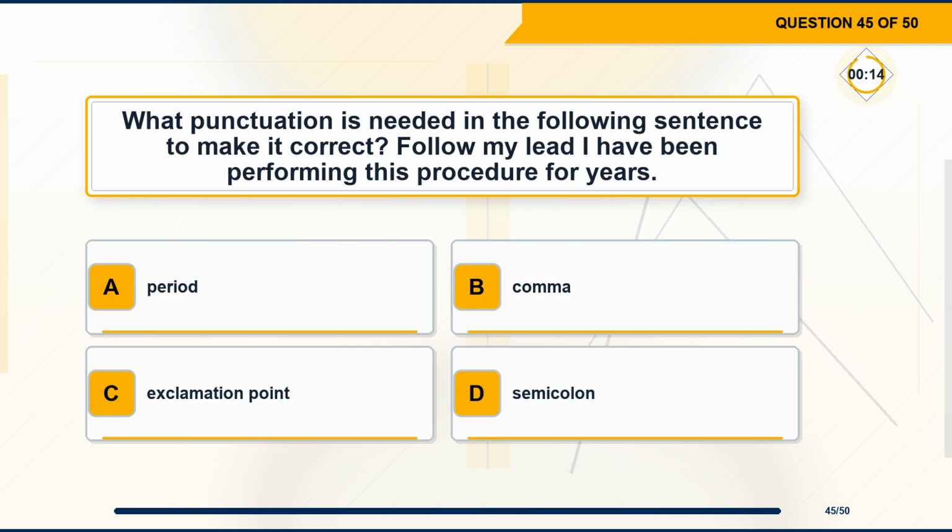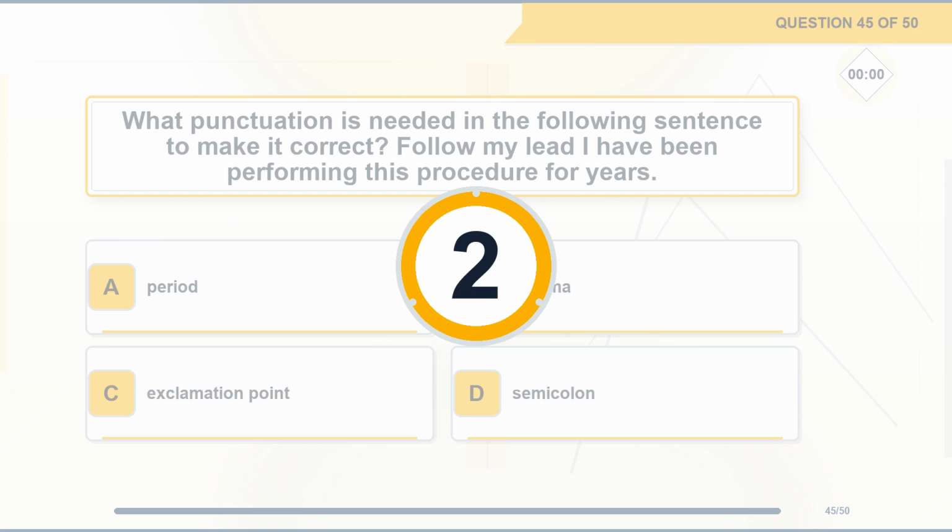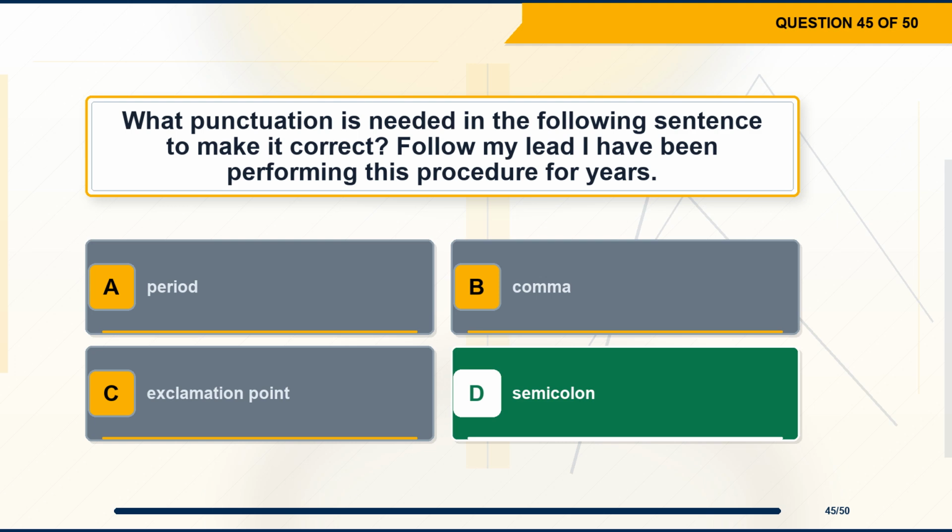Question 45. What punctuation is needed in the following sentence to make it correct? Follow my lead. I have been performing this procedure for years. Option A, period. Option B, comma. Option C, exclamation point. Option D, semicolon. The correct answer is option D, semicolon.